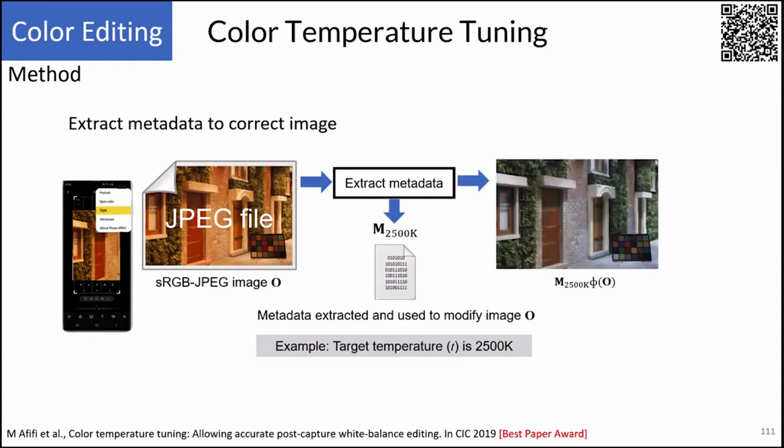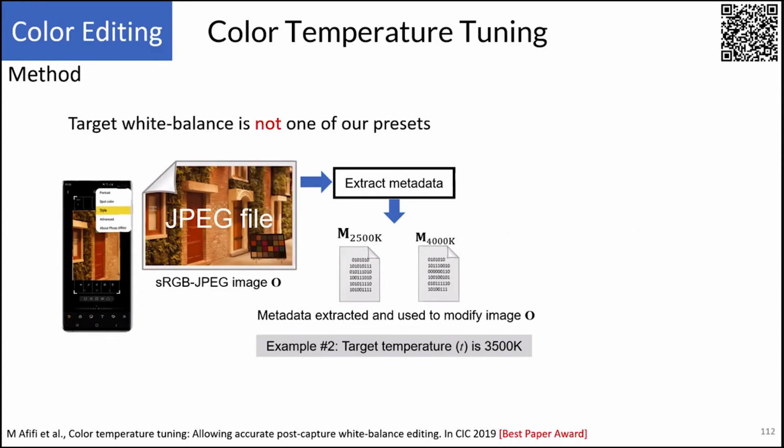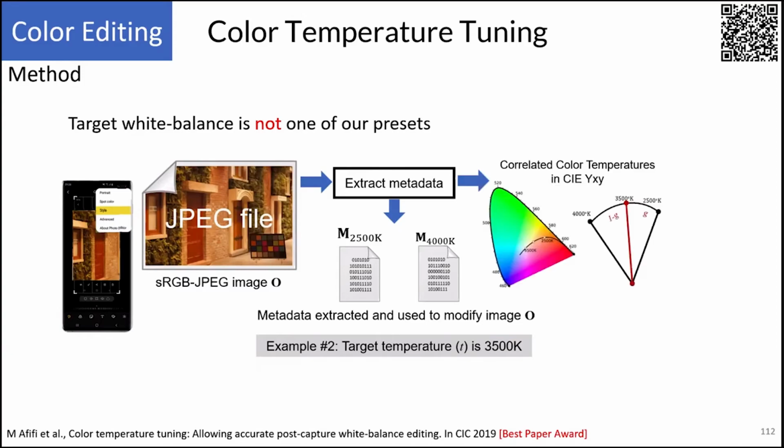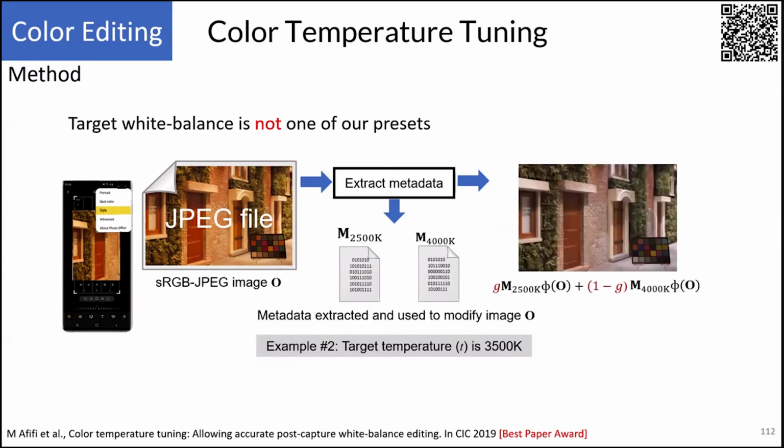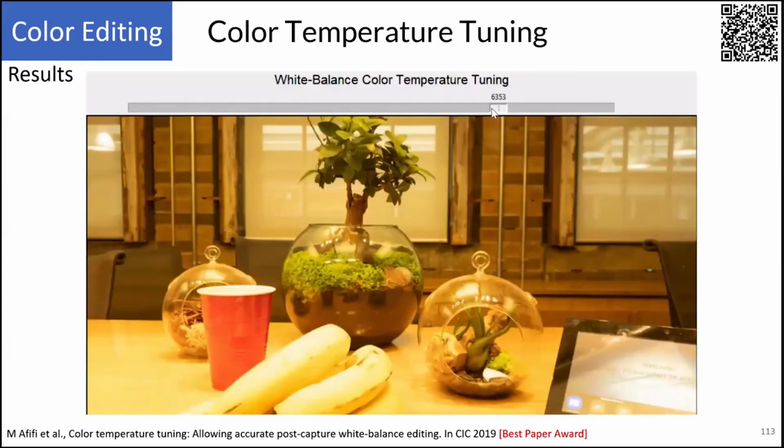And similarly to deep white balance editing, if the user prefers a target temperature that is not included in our presets, we can simply interpolate between the nearest color temperature values we stored to get the final image. It runs super fast and it can run in real time. And more importantly, it can run in the post-capture stage to do the white balance or color temperature tuning.